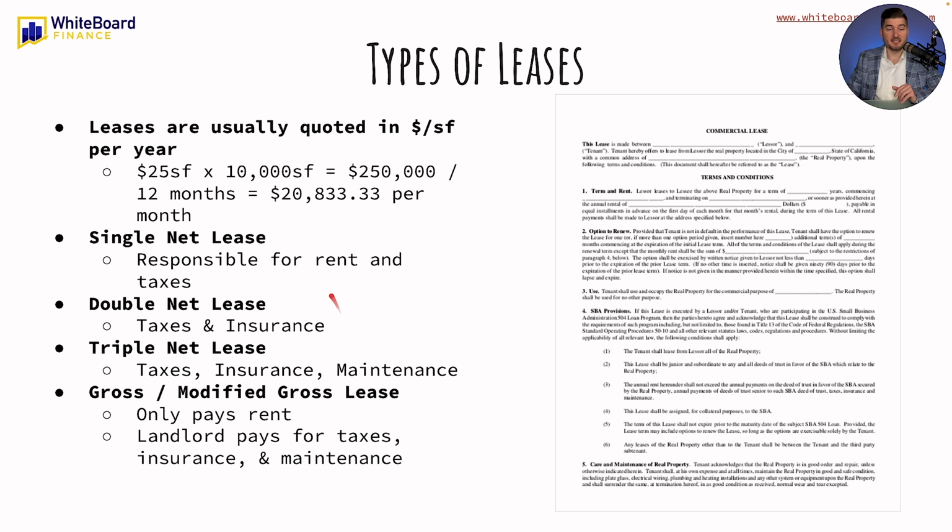So for a single net lease, the tenant is most likely going to be responsible for rent and taxes. A double net lease, the tenant is responsible for taxes and insurance. And then with a triple net lease, this is your most passive form of lease if you are the landlord. The tenant is responsible for pretty much everything, and then obviously it also depends on what you negotiate in the lease itself.